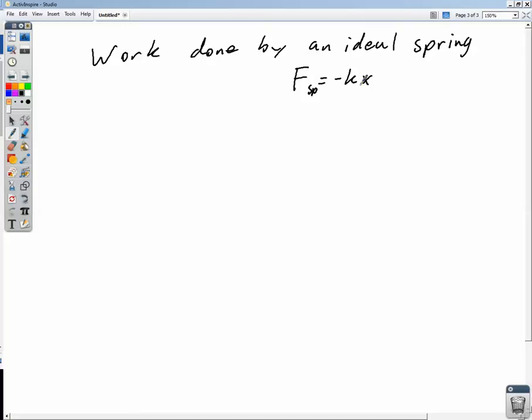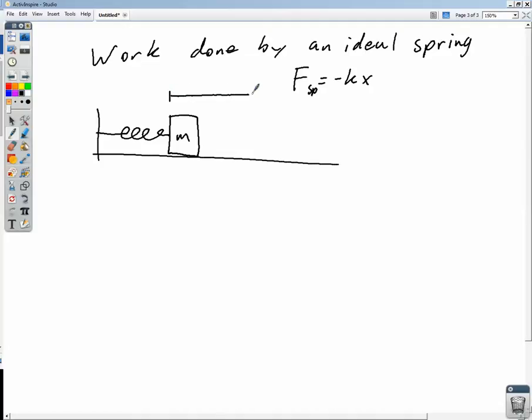Let's take a look at a specific situation here. Let's say we've got a spring attached to a wall, and we've compressed the spring, and we've put a mass m on the end of this spring. It's sitting on a frictionless surface, and we have compressed the spring by some delta x from its rest position. And we're going to let this mass go.